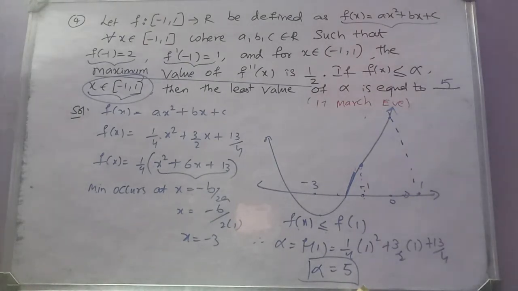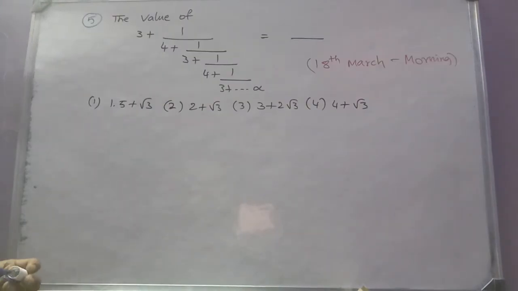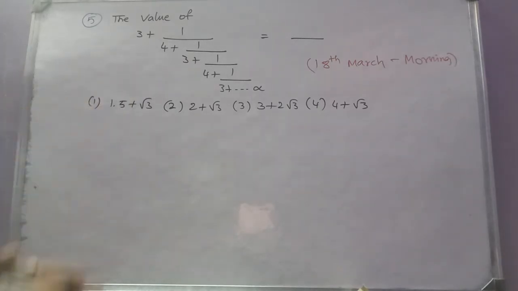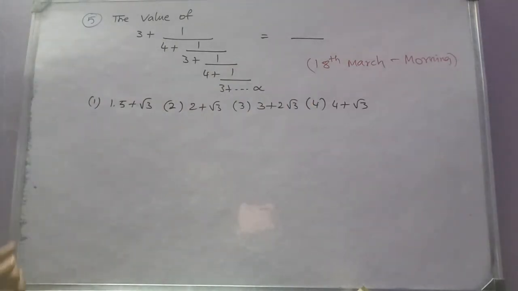And let us go to the next question, question number 5. Here is the fifth question, and you observe that the fifth question and the third question are almost one and the same, same models, right? So just like we have solved the third question, we can solve this fifth question. And this was given in 18th March morning. So there is an advantage if you go with the previous papers, always.